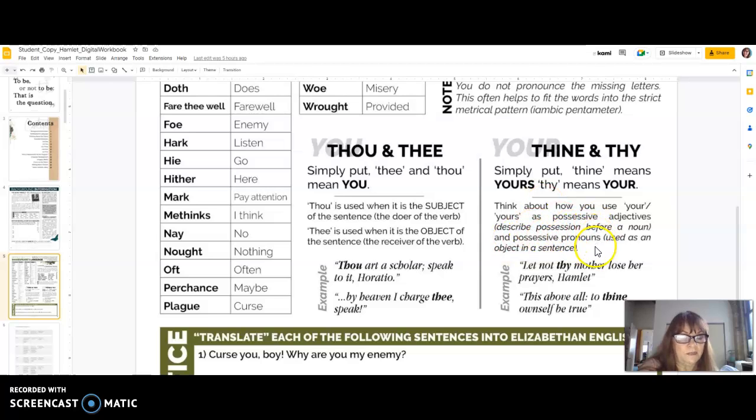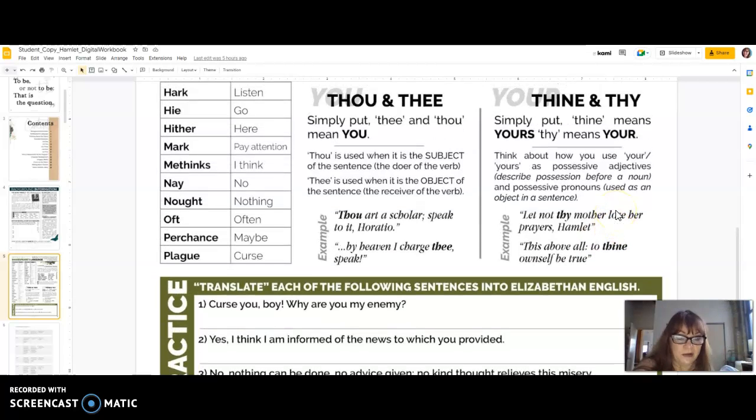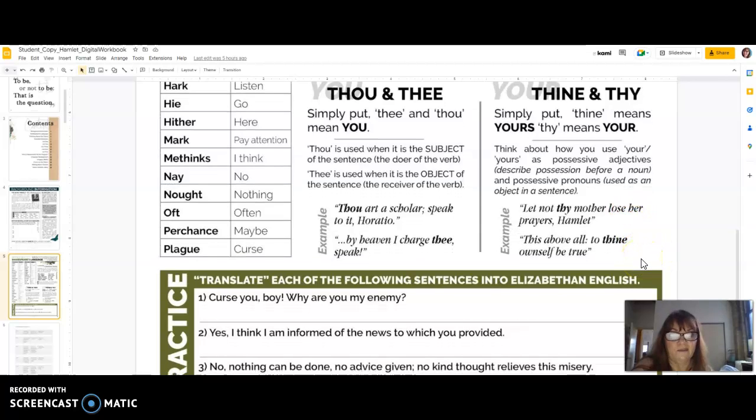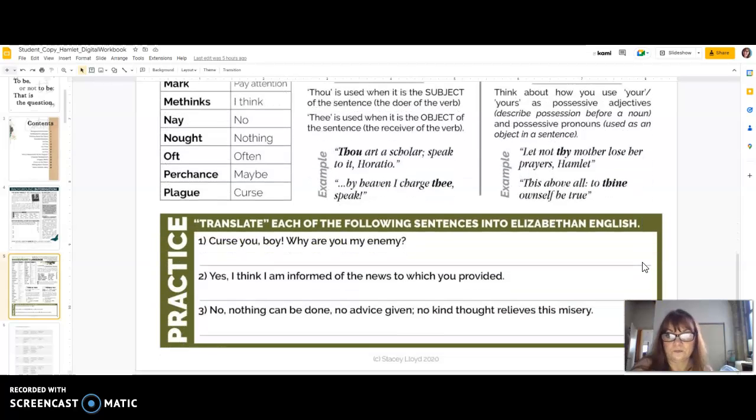It's describing the possession before a noun and possessive pronouns used as an object in a sentence. Here are some examples. "Let not thy mother lose her prayers," Hamlet. Don't let your mother lose her prayers. "This above all, to thine own self be true." To your own self be true. You've probably heard that before and maybe didn't even know that it was Shakespeare.